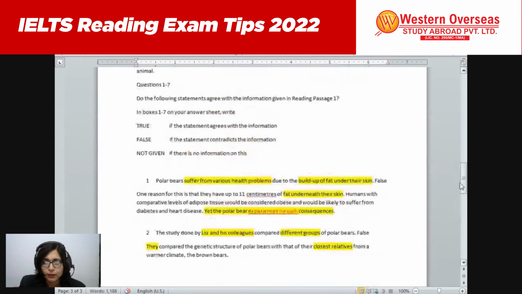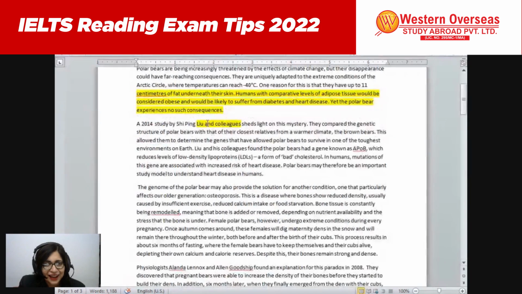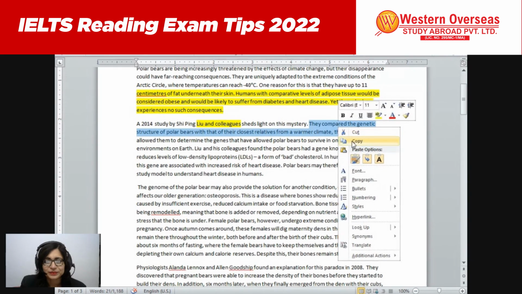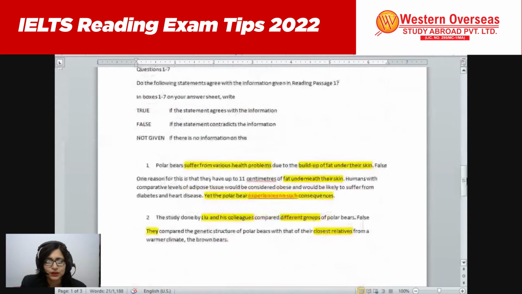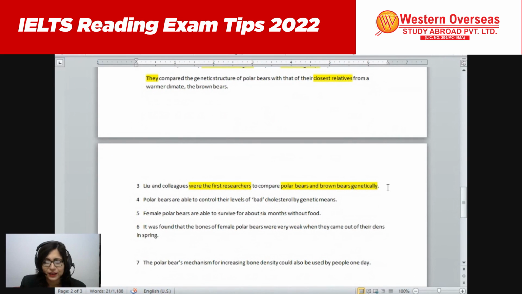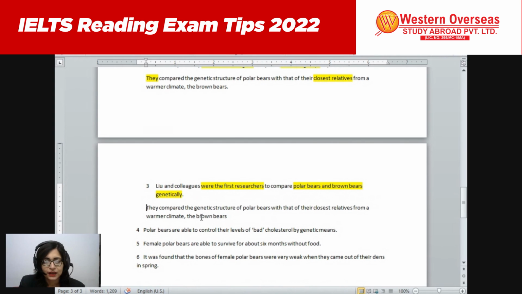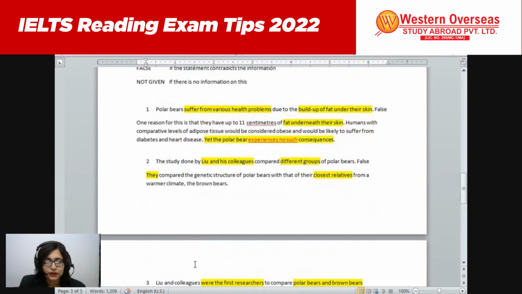Correct? Again, I'm going back to the passage. Again, I have a keyword Louis and colleagues. They compared the genetic structures of polar bears. Let me take this keyword. I request you to please check and tell me what is the answer and why. Now check. They are saying they compared. What did they compare?